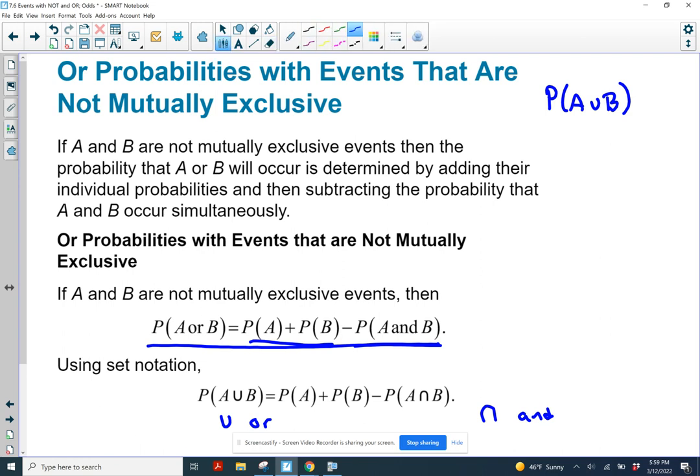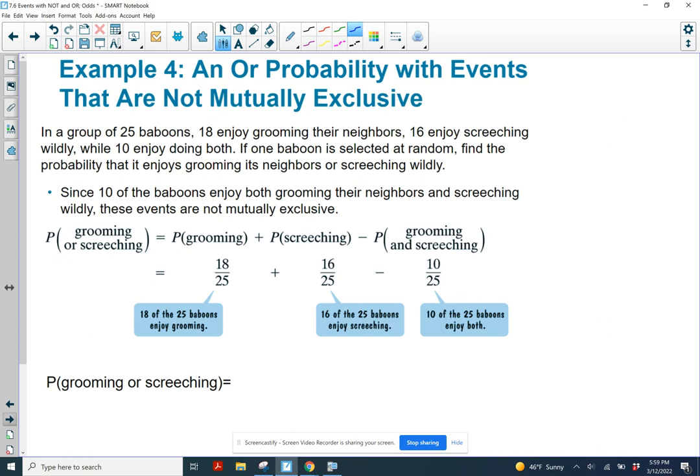Okay, let's look at an example with that. So example 4, an or probability with events that are not mutually exclusive. In a group of 25 baboons in some animal preserve, 18 enjoy grooming their neighbors, 16 enjoy screeching wildly, while 10 enjoy doing both. And does that mean they're screeching and grooming their neighbor at the same time and their poor neighbor is covering his ears? Maybe.